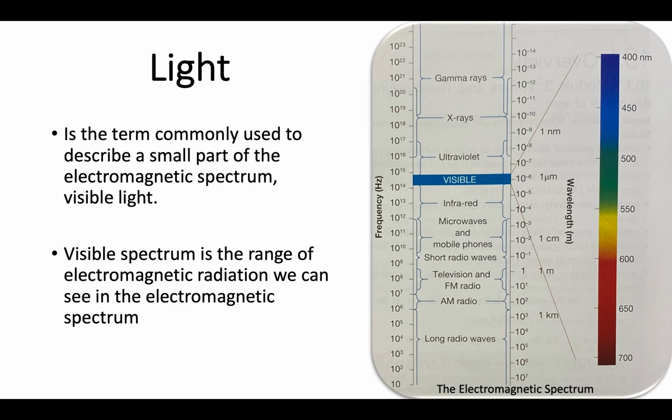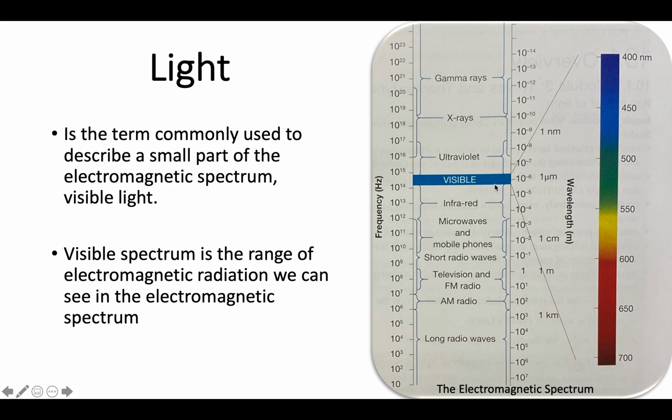So now let's have a look at light. What is light? Light is a term commonly used to describe a small part of the electromagnetic spectrum, which we usually call the visible part of the electromagnetic spectrum, as you can see here. So this is the electromagnetic spectrum, and here we have the visible part of that spectrum, which is essentially what light is. Why is it light? Because it's that part that we can see.